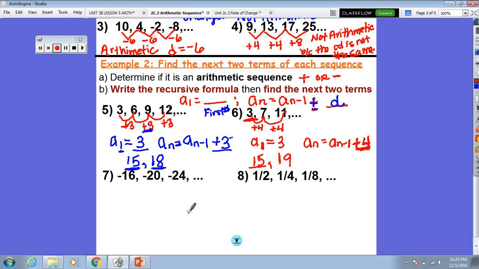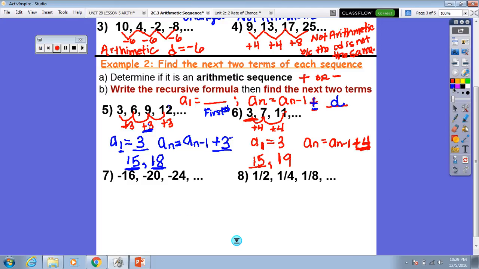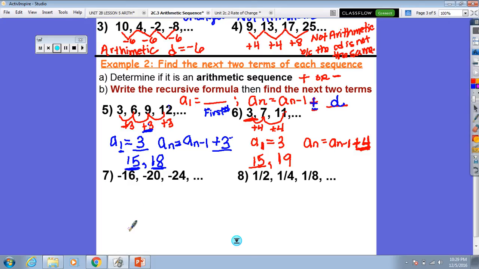Alright, so I hope that you actually try to work these by yourself, because that is going to make sure that you understand how to work these problems and you're ready for your CDA.